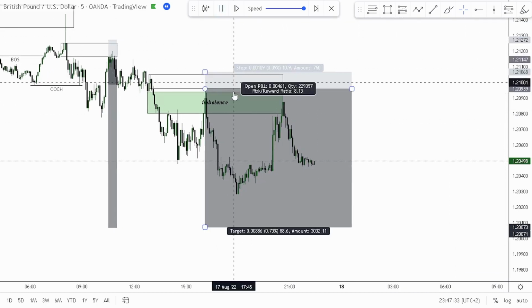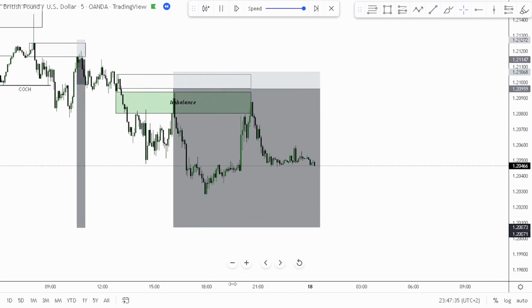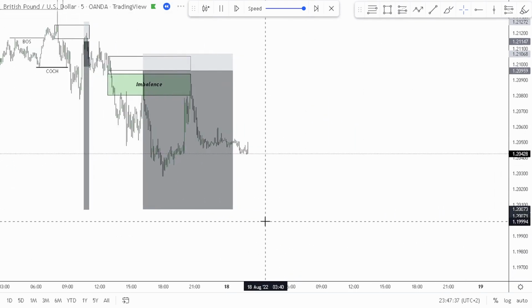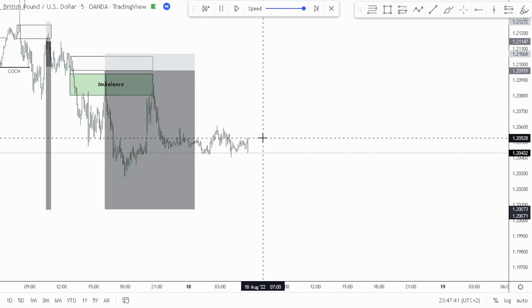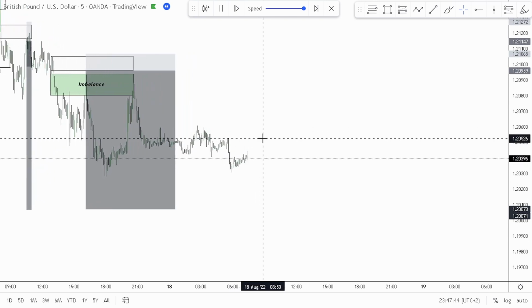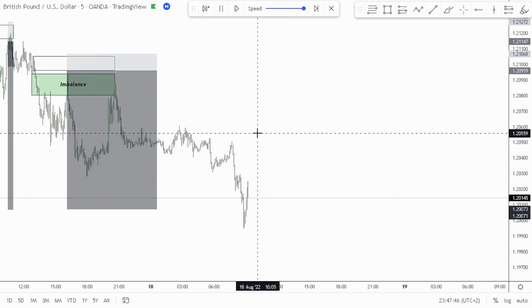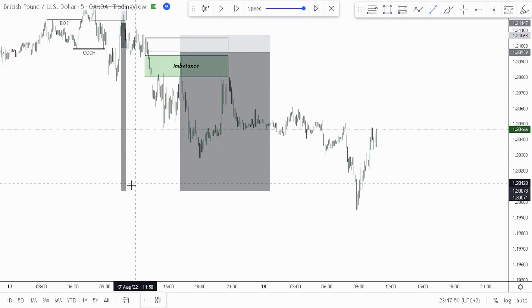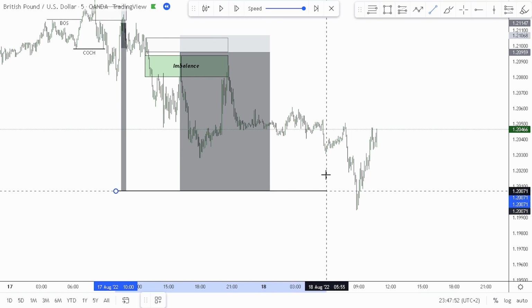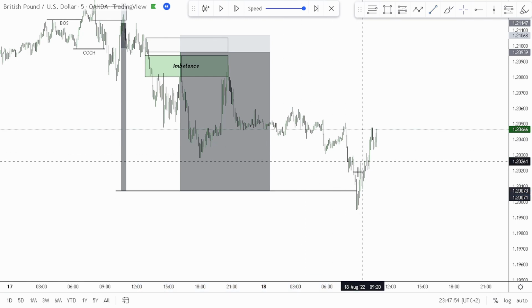So today price did actually move a bit to the upside, almost reaching the same level of supply, but then price did go down again, not taking out, but reaching our take profit. So our take profit was hit right over here. So we secured nice trades.